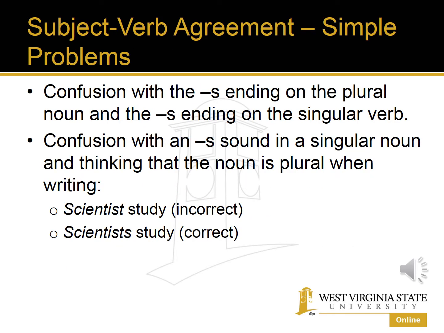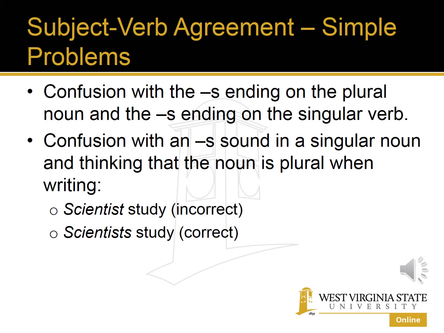So, except for the verb to be, the only problem is with the third person present tense, then why do writers have so much trouble with subject-verb agreement? Well, there are some simple problems that we could look at. On a simplistic level, some of the confusion comes from the S sound. Some people get confused with the S ending on the plural noun and the S ending on the singular verb. Others get confused by an S sound in a singular noun and think that the noun is plural when writing.